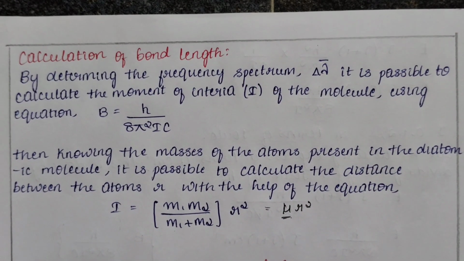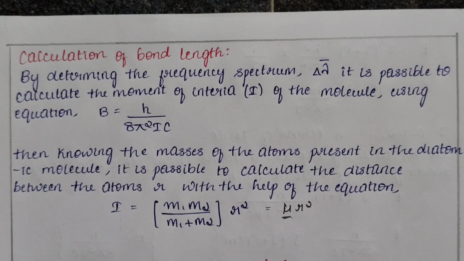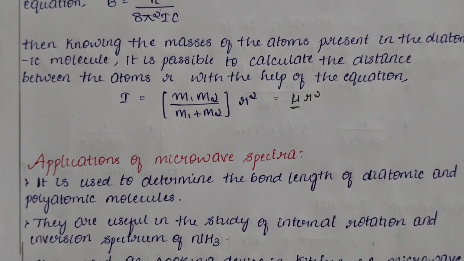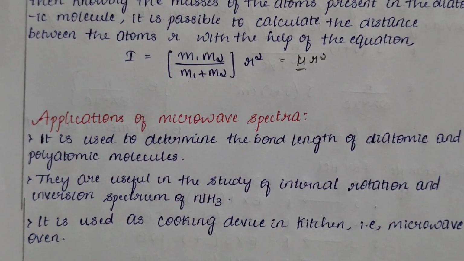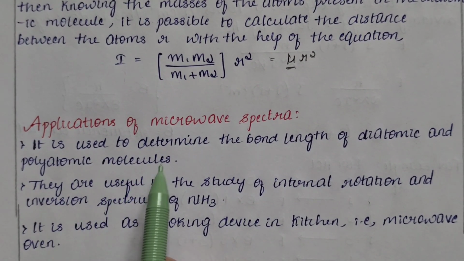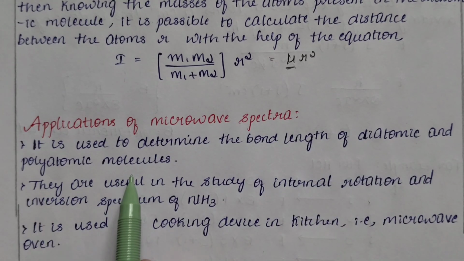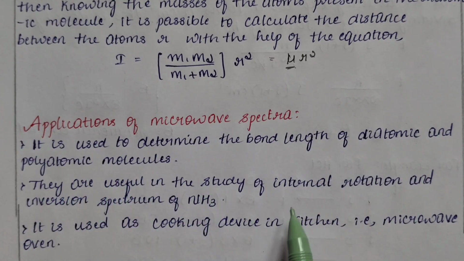Depending upon the data they have given or the data we know, we can substitute them into any one of the corresponding formulas to obtain the required value we are searching for. Now let us see what are the applications of microwave spectra. Microwave spectrum is used to determine the bond length of diatomic and polyatomic molecules. They are useful in the study of internal rotation and inversion spectrum of ammonia. And microwave radiation is used as a cooking device in kitchens, that is, the microwave oven.